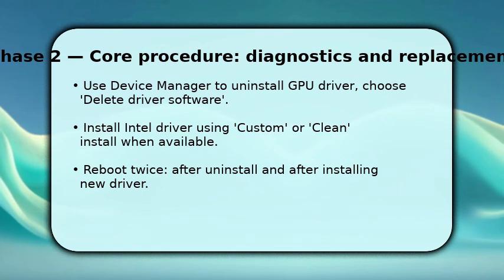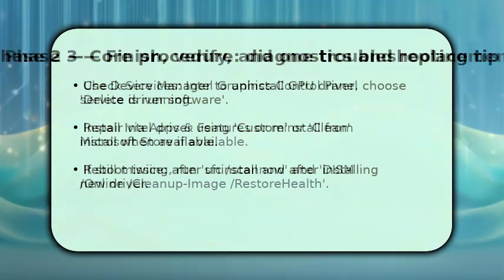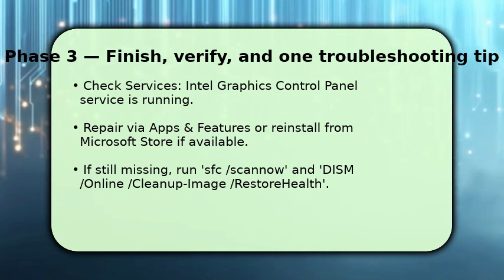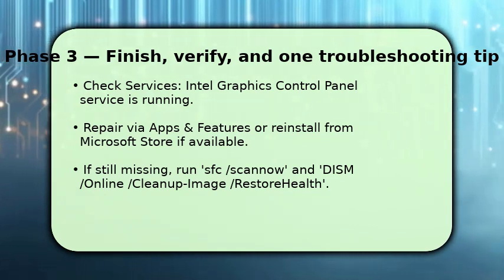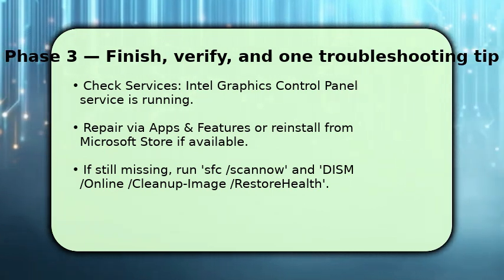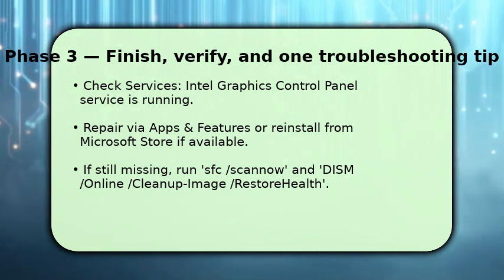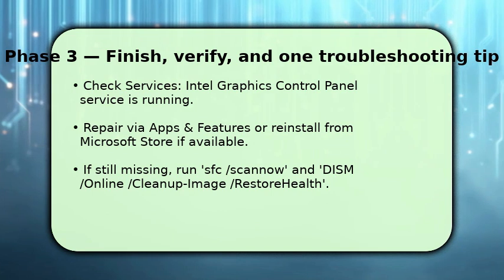Finish by confirming the Intel graphics control panel service is running in services.msc, start it if needed. If the app still does not appear, use Apps and Features to repair or reinstall the Intel graphics control panel from the Microsoft Store when supported. Once done, validate that the control app launches and that display settings are present.